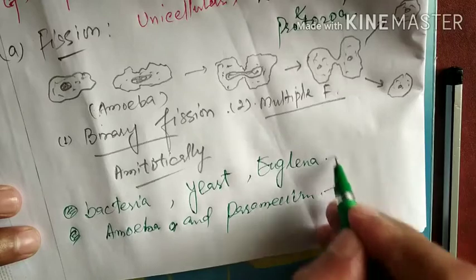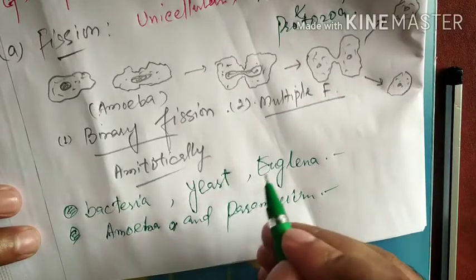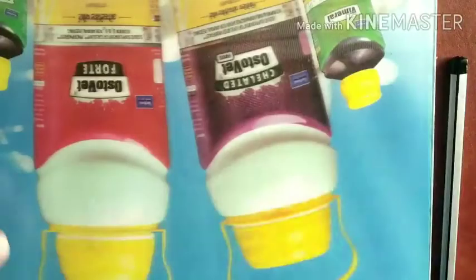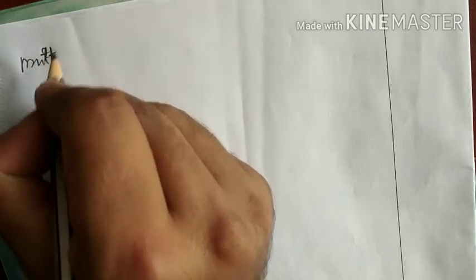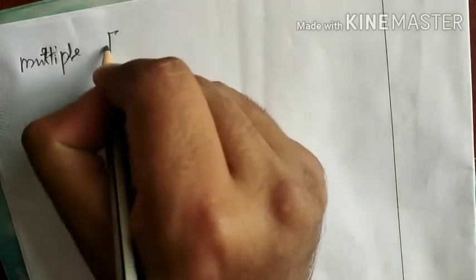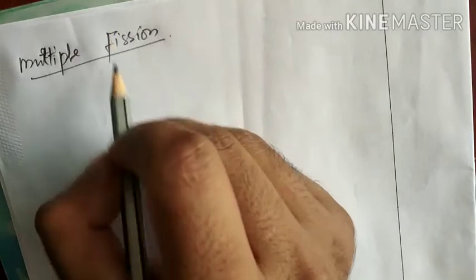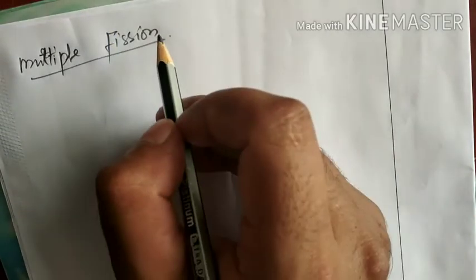These are all the examples of binary fission. Now let us have a small introduction about what we mean by multiple fission. So in multiple fission, we find that many individuals are formed in a single individual.